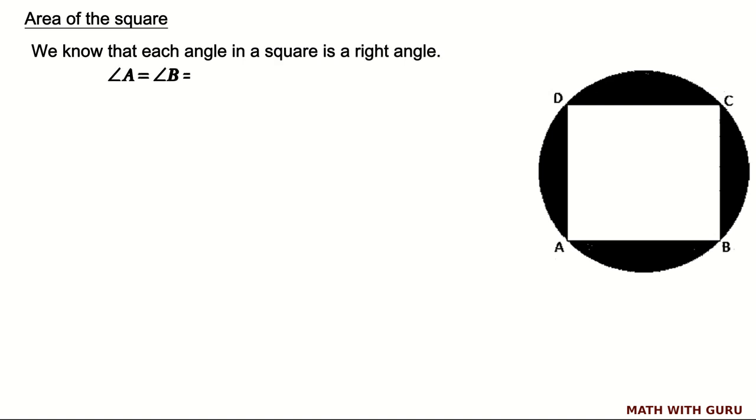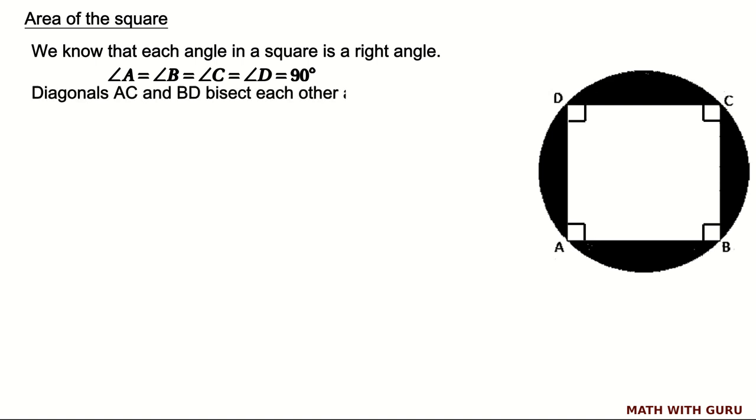Now, let us find area of the square. We know that each angle in a square is a right angle. Angle A, angle B, angle C, angle D, each is equal to 90 degrees. Furthermore, diagonals AC and BD bisect each other at right angles in O. These are all right angles.